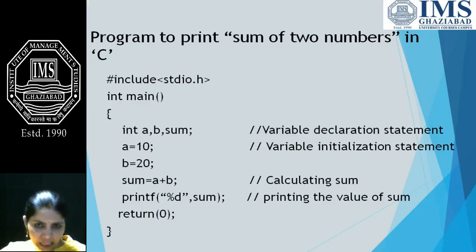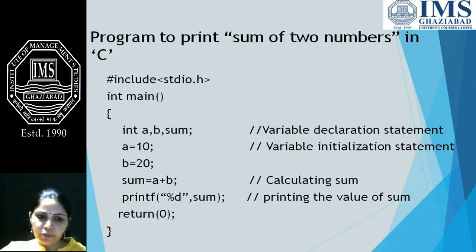Fine. And then we have variable declaration statements. In the next two statements, I have initialized the values of a and b. a is equal to 10, b is equal to 20. This means that I have given the values of a and b as 10 and 20 respectively. Now in the next statement we have sum is equal to a plus b. This statement would be calculating the sum of a and b and storing the sum, that is 30, in the variable sum.